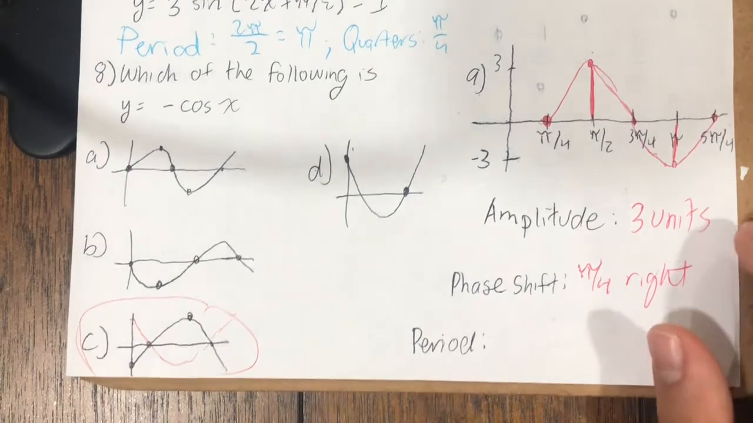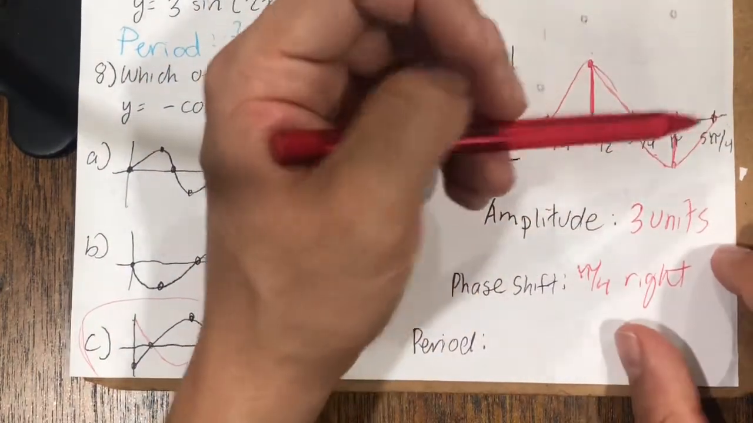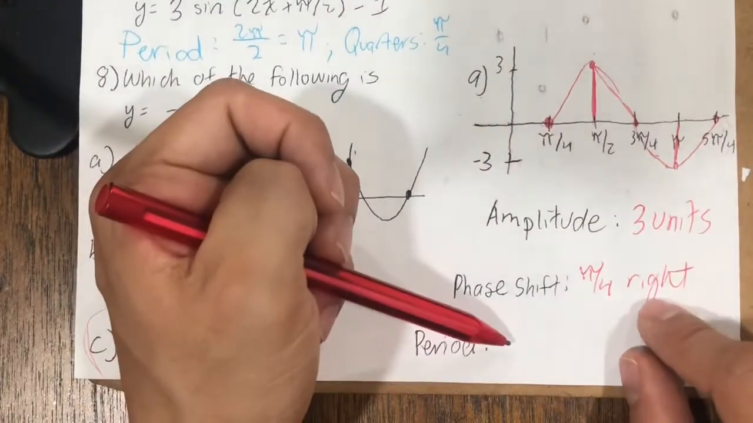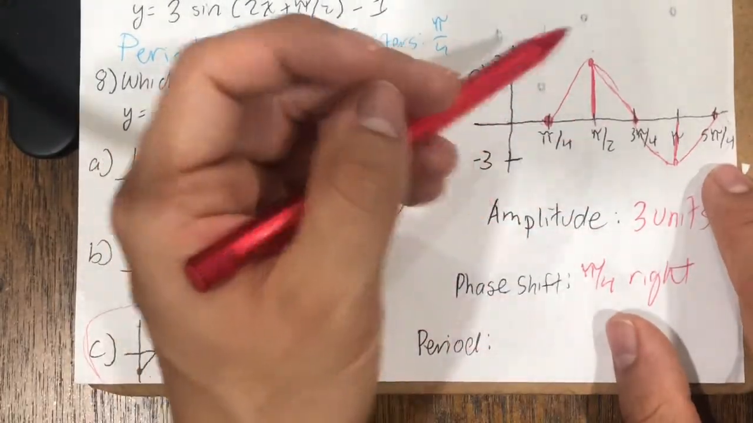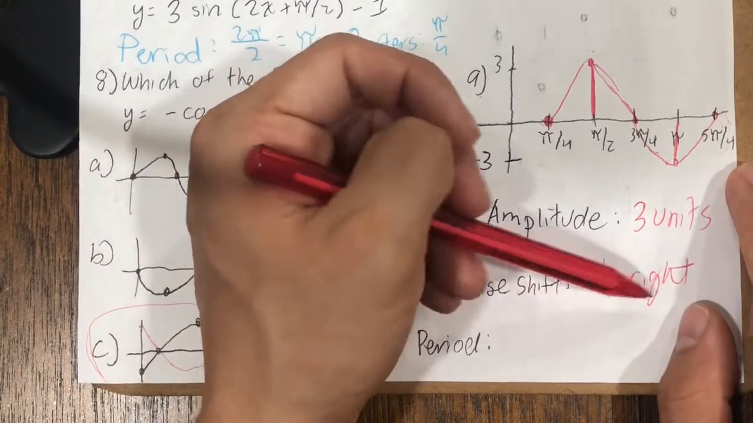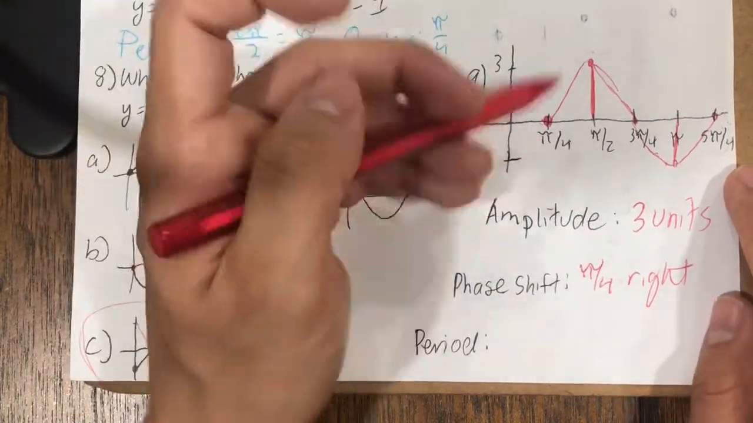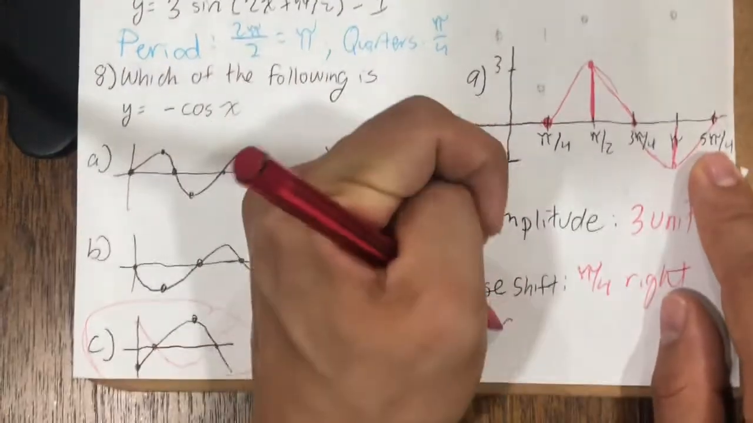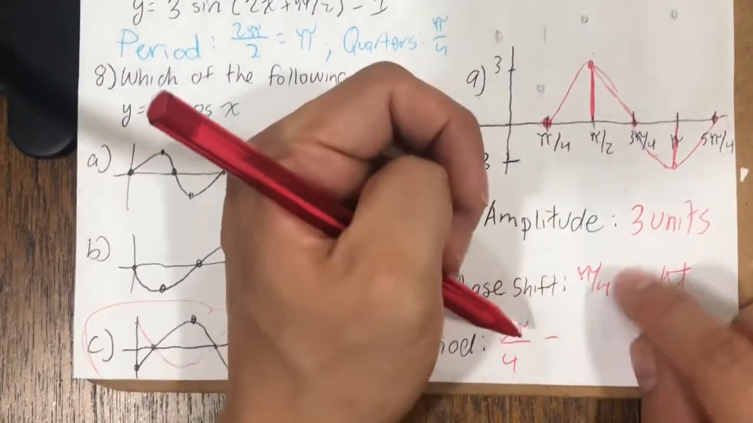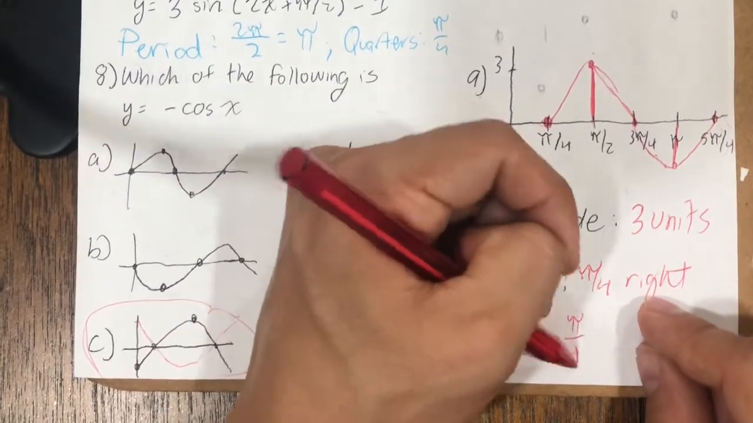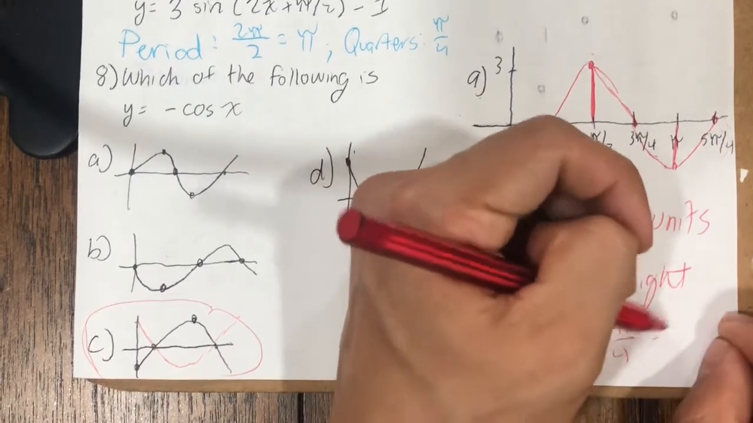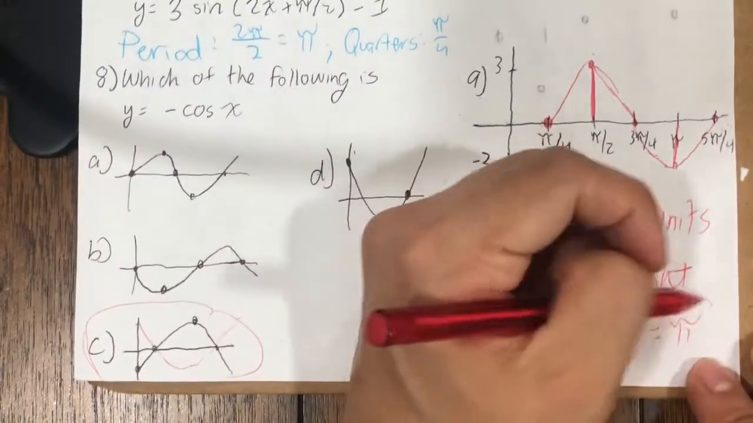For the period, we usually see what is the last number, which is 5 pi over 4. But if we recall, the graph has a phase shift of pi over 4 units to the right. So to figure out the period, I can work my way backwards. I'm going to take the last radian, 5 pi over 4, and subtract pi over 4. That gives me 4 pi over 4, which is pi. So the period is going to be pi radians.